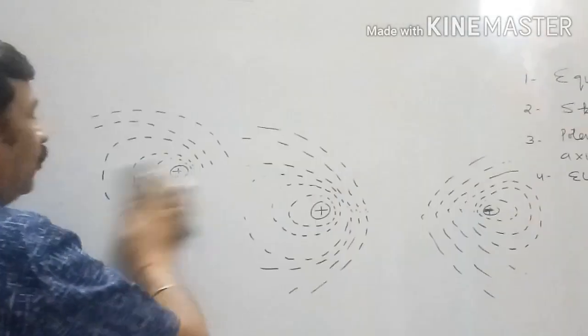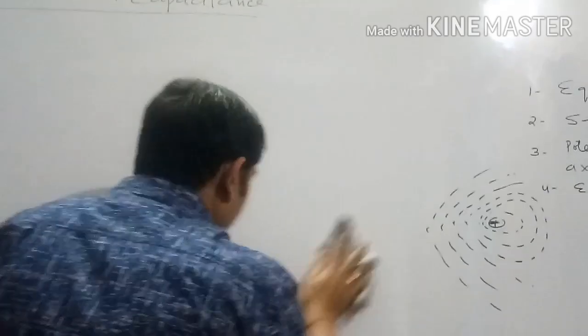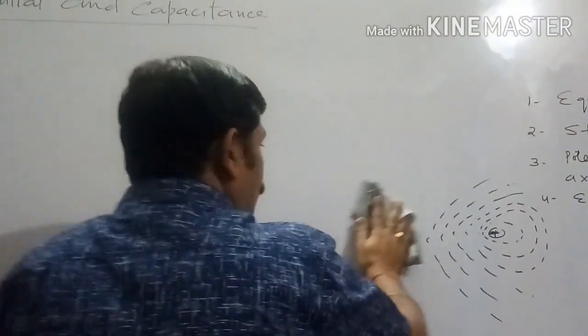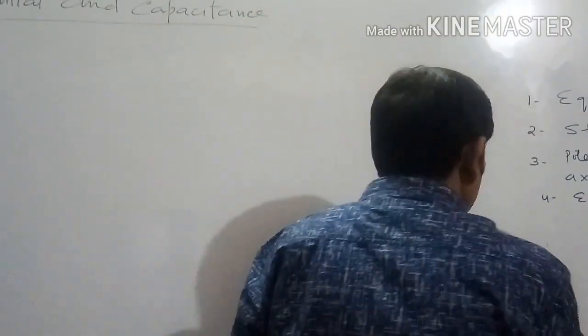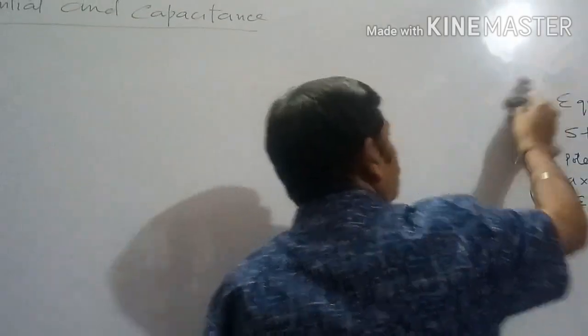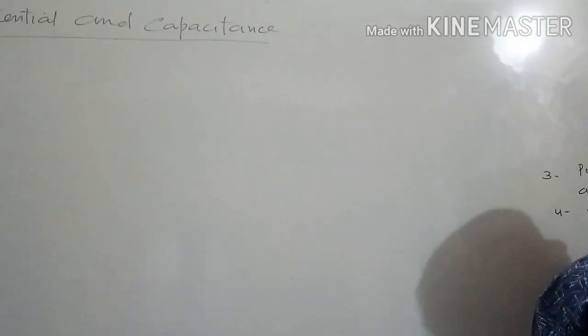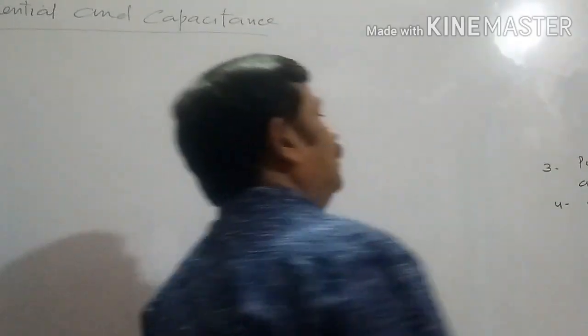Due to an isolated point charge body, due to a uniform electric field, due to a non-uniform electric field, due to a pair of point charges of the same magnitude and same nature, due to a pair of charges, due to a dipole. Now next is potential due to a dipole on the axial line and equatorial line.